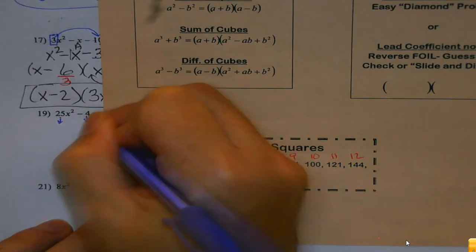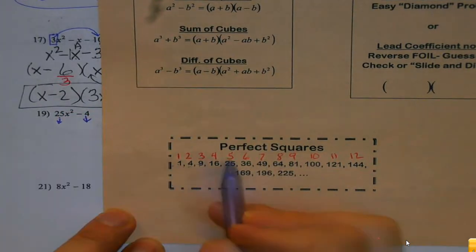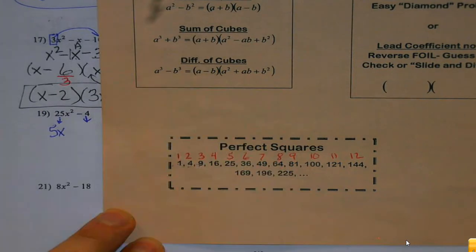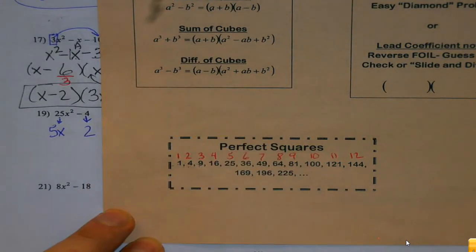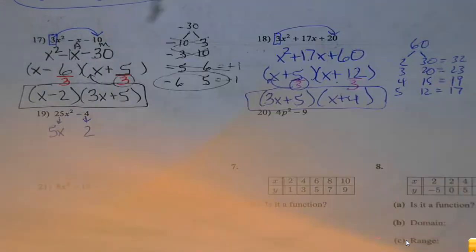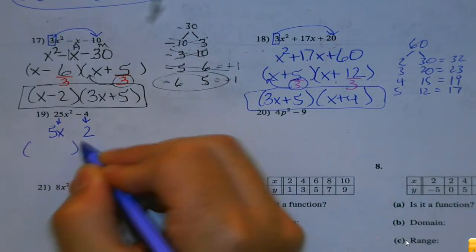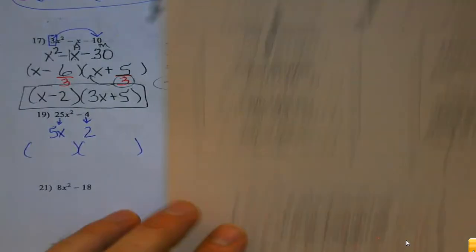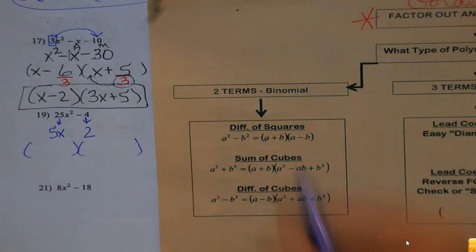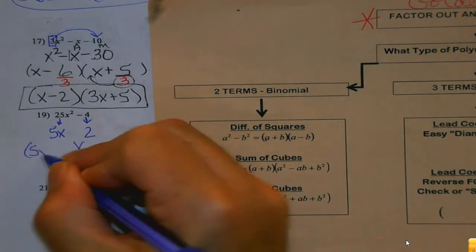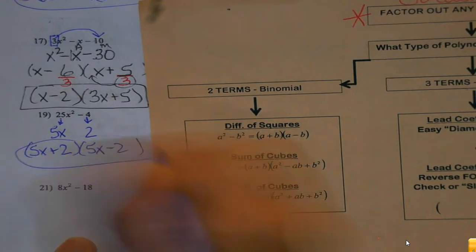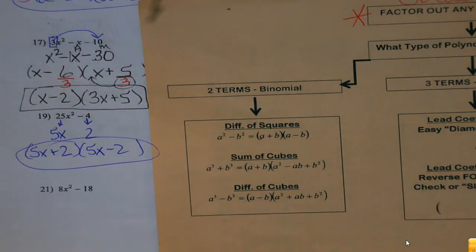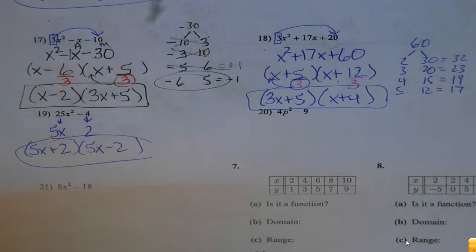So I would suggest, all right, well, I square 5x to get 25x squared. I square 2 to get 4. And now I'm just going to follow the pattern that's there. And that pattern basically says I take the first term plus the second. And then I take the first term minus the second. And I'm done. So it's not bad, especially when you're going to have this right there with you.